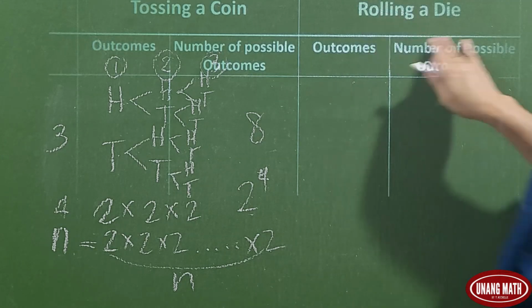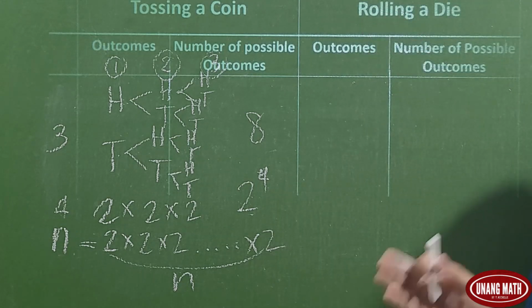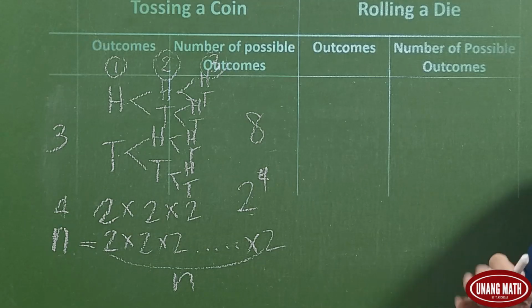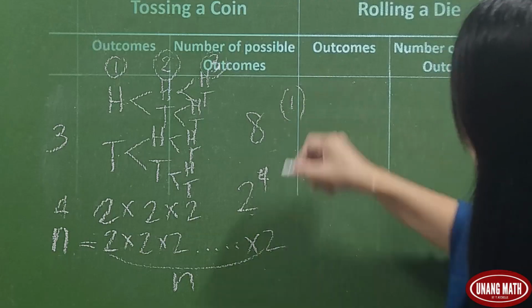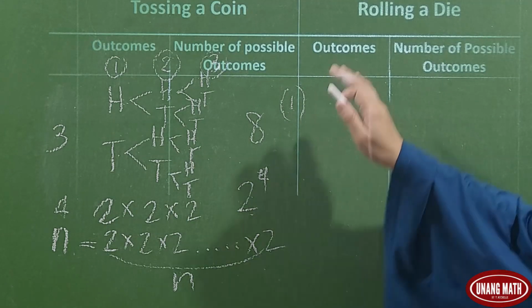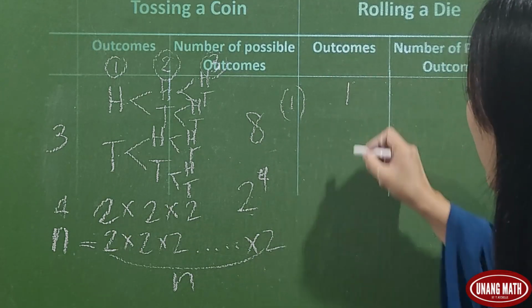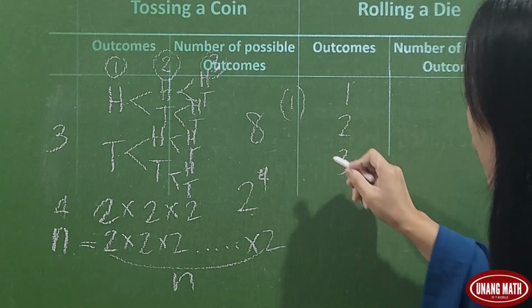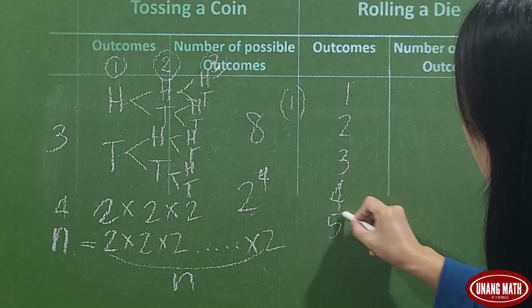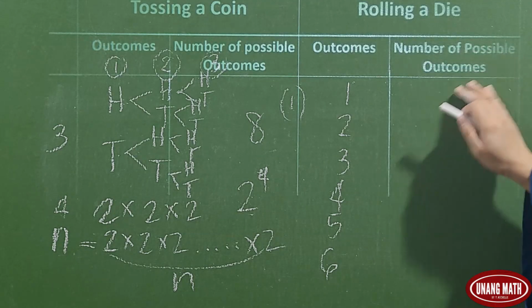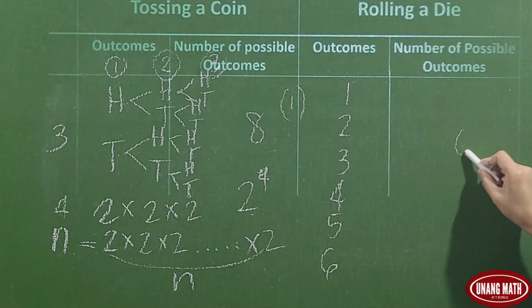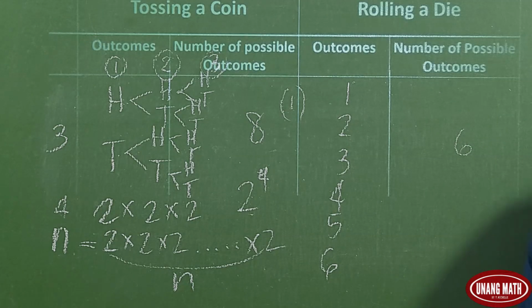Okay, how about for rolling a die? A die has 6 faces: 1, 2, 3, 4, 5, 6. So if we are going to roll one die, then outcomes can be 1 or 2 or 3 or 4 or 5 or 6. So for the number of possible outcomes, we have here 6 possible outcomes.